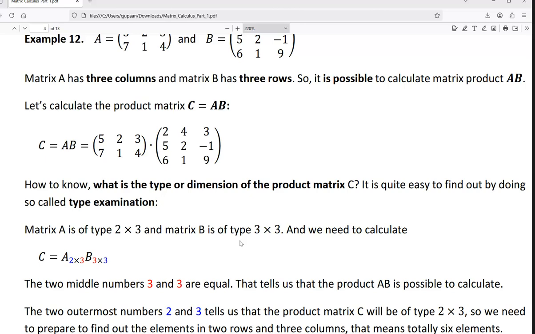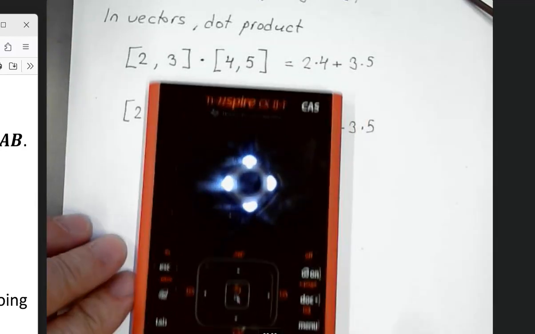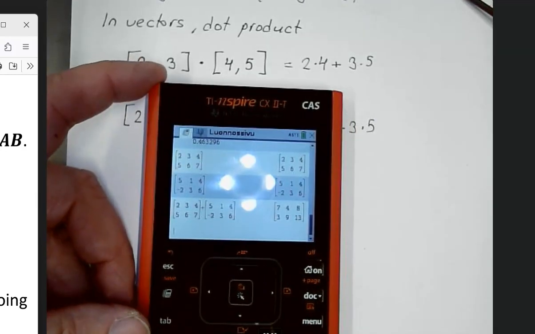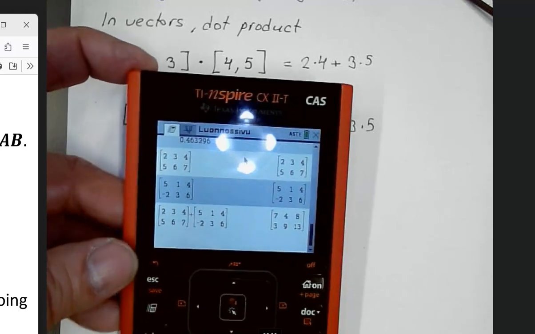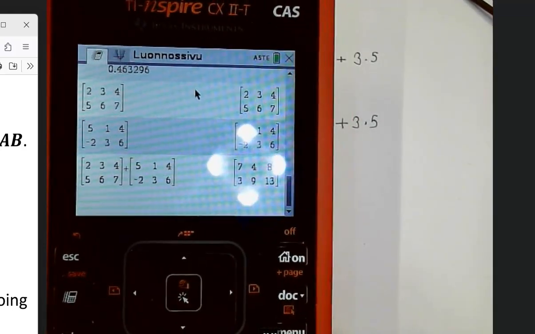I will check with this calculator. I don't remember how my calculator does that. For example, if I have these matrices which I entered here.